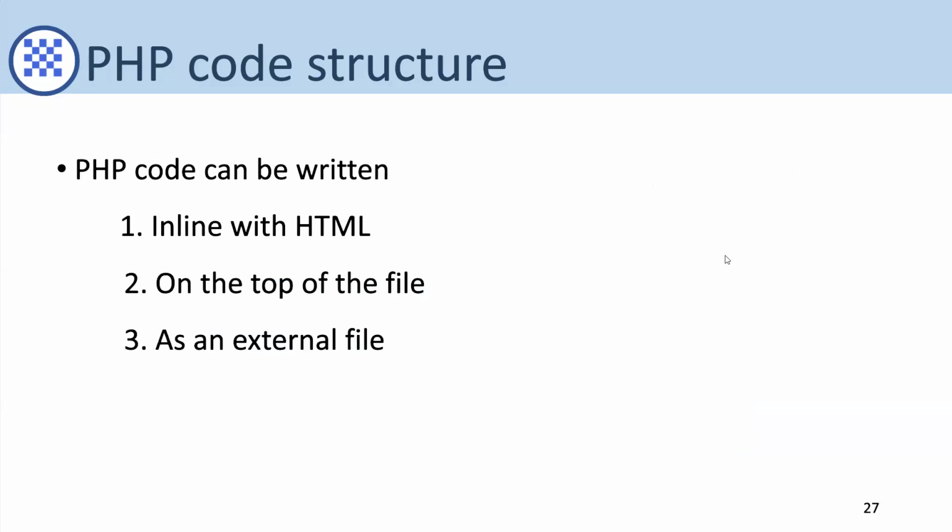And there are three ways that you can write PHP code. Just like JavaScript, you can write PHP inline with HTML, right? So in the body section with the HTML code, you can open the PHP tag and close the PHP tag. In between that, you can mention any PHP code segment. And also before the body section, you can include any PHP code relevant to your web page on top of the file. That is also possible.